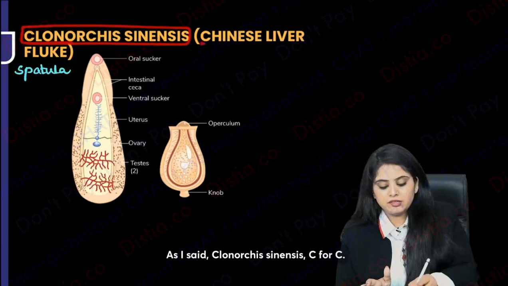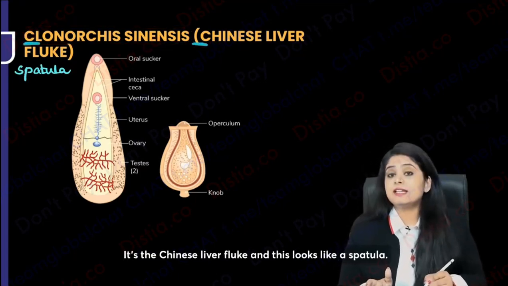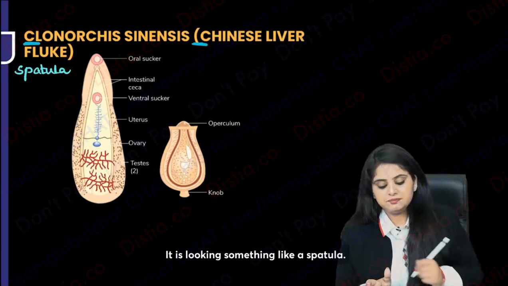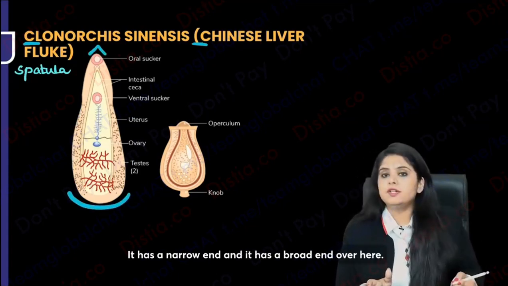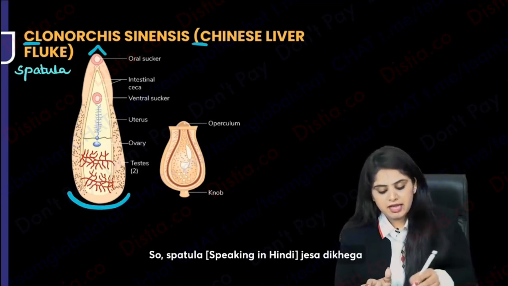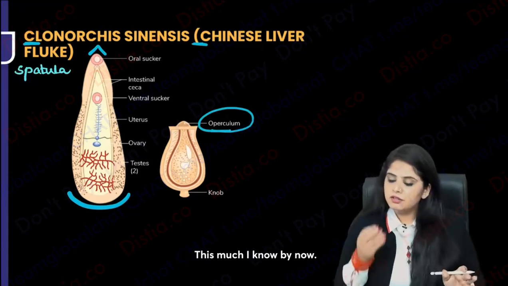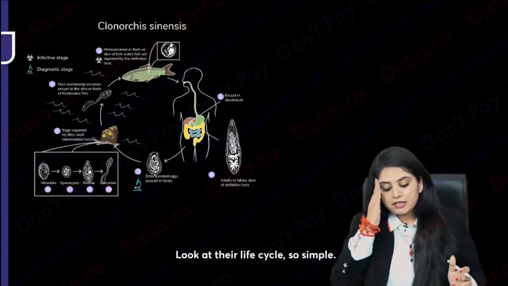As I said, Clonorchis sinensis, C for C, it's the Chinese liver fluke, and this looks like a spatula. You can very well see this. It has a narrow end and it has a broad end over here, right? So spatula jaisa dikhega, and eggs, all of them are going to be operculated. This much I know by now. Full family is operculated, only schistosoma was spinous. Look at their life cycle, so simple.